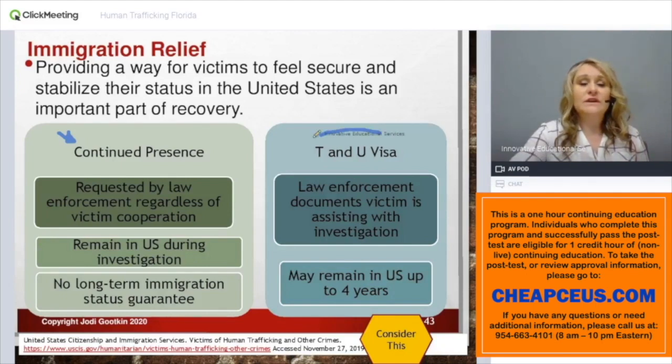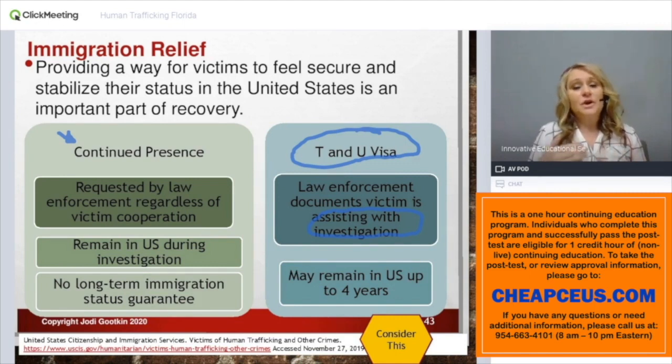The T and U visa, this is going to be for individuals specifically who are assisting with the investigation. They're cooperating with law enforcement, and they actually become a temporary United States resident for up to 4 years during the process of the investigation. There's a possibility that this could be converted into a green card and that it might even be extended to their families.